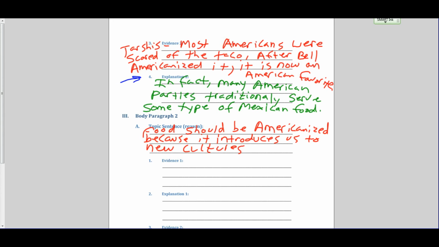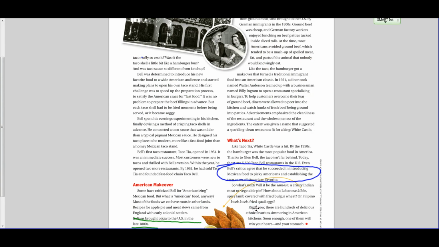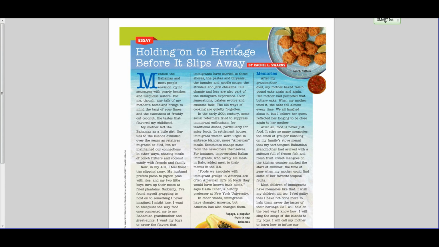I'm ready for evidence. That means I need to go back to the article and prove that food needs to be Americanized because it introduces us to new cultures. When I go to my articles, there's a sentence in our second article that stands out to me. Where it talks about foods we associate with immigrants, this one right here. In fact, it actually goes right here. Okay, and it talks about how foods that we associate with American, like foreign food, are actually usually changed from the original type of food.